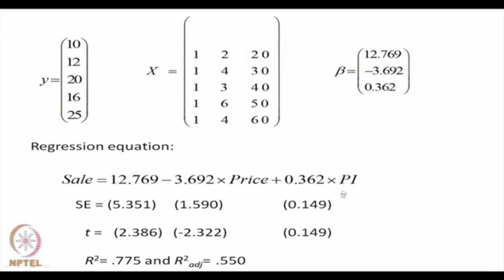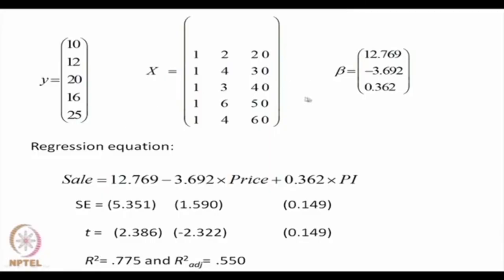Now, these results can also be obtained, as I said, by using any of the standard software packages. One of the most well known packages is what is known as SPSS. SPSS is one of the oldest statistical software packages. There are nowadays a large number of statistical packages, however. Now, these results have been obtained by using SPSS, and the value of beta has been obtained as this. Hence, the regression equation is beta 0 plus beta 1 x 1 plus beta 2 x 2. In this case, beta 1 is minus 3.692 and beta 2 is 0.362.